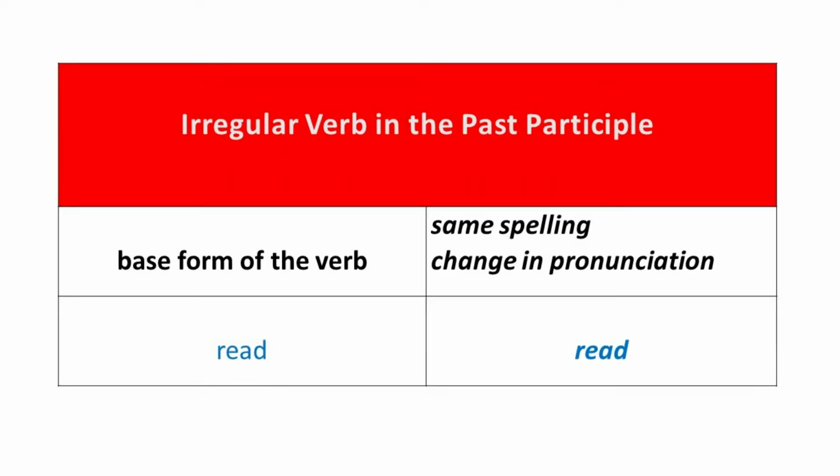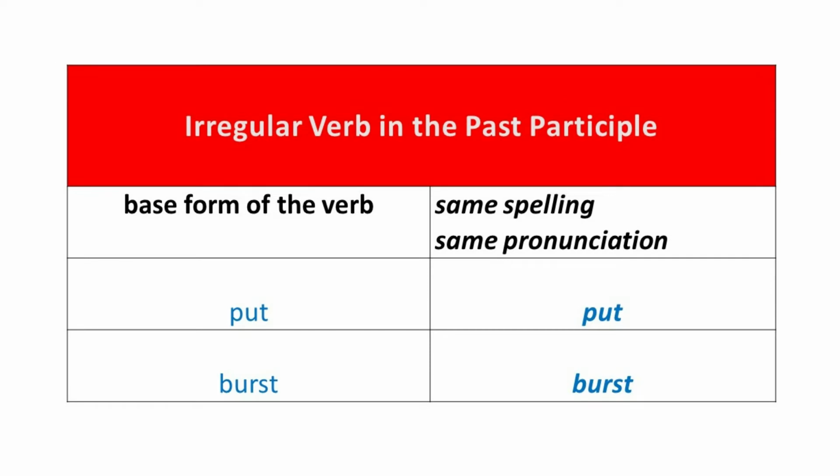There are also some irregular verbs whose pronunciations are changed, but the spellings remain the same, like read, read. Some of those whose spellings and pronunciations do not change at all from their base form to their past participle are put, put, burst, burst. Now that you know the past participle forms of some verbs, let's try to find out the other basic pieces of information about the present perfect simple.